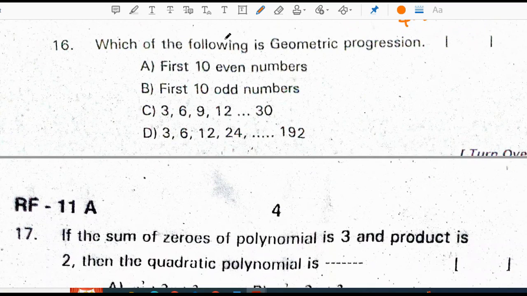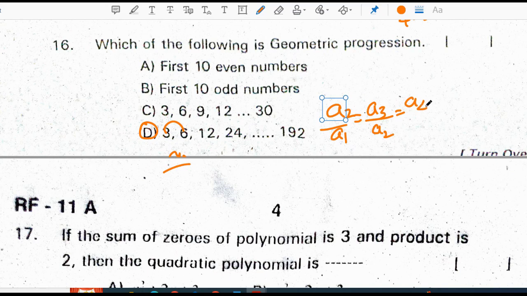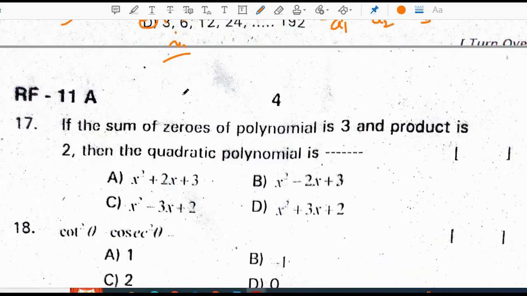Which of the following is in geometric progression? So option D is in geometric progression because in a geometric progression the ratio should be the same. A2 by A1 should be the same as A3 by A2, which should be the same as A4 by A3. Clearly 6 by 3, 12 by 6, 24 by 12 are all equal to 2. So the correct option is D.